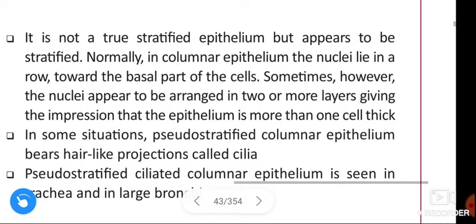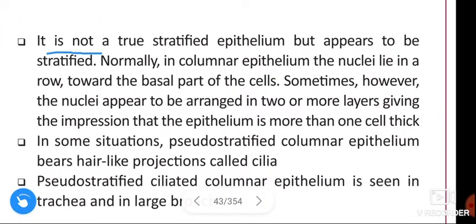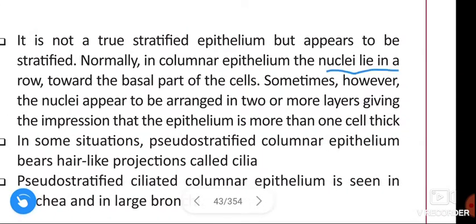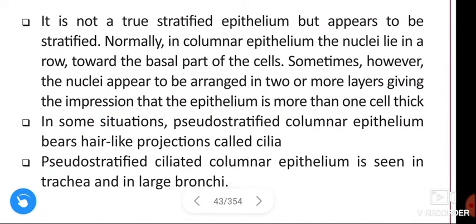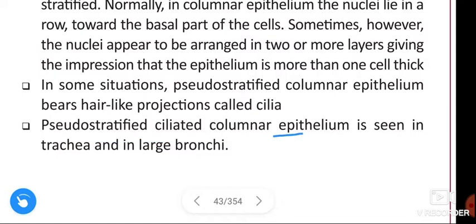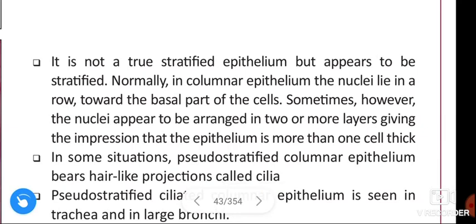It is not a true stratified epithelium but appears to be stratified. Normally in columnar epithelium, the nuclei lie in a row toward the basal part of the cells. Sometimes, however, the nuclei appear to be arranged in two or more layers, giving the impression that the epithelium is more than one cell thick. In some situations, pseudostratified columnar epithelium bears hair-like projections called cilia, and pseudostratified columnar epithelium is seen in trachea and large bronchi. Okay, this is about the pseudostratified epithelium.